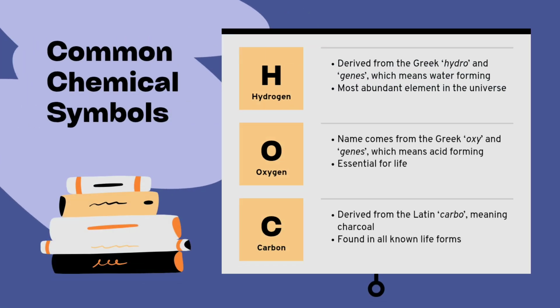Common chemical symbols. Hydrogen, derived from the Greek hydro and genes, which means water forming, most abundant element in the universe. Oxygen. Name comes from the Greek oxy and genes, which means acid forming, essential for life. Carbon, derived from the Latin carbo, meaning charcoal, found in all known life forms.